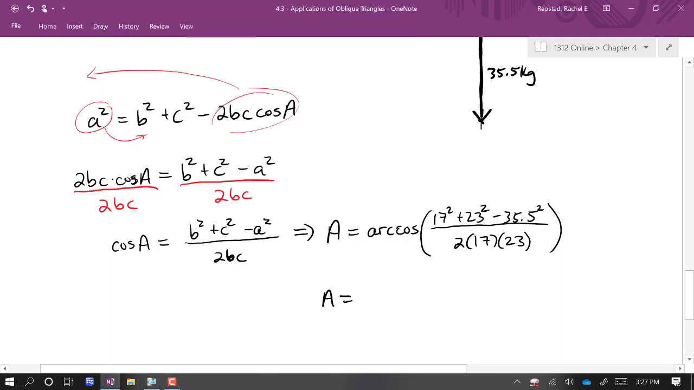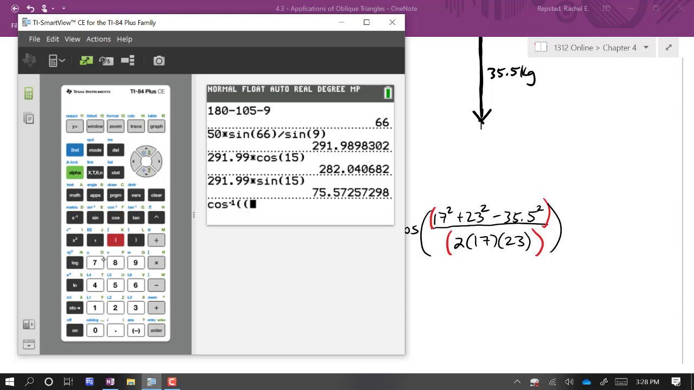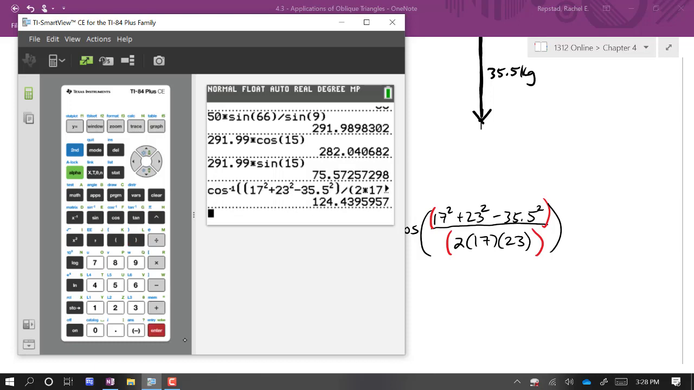Okay, remember, when we're using the arc cosine function with the law of cosines, we have to make sure that the top goes in its own set of parentheses, and that the bottom goes in its own set of parentheses. Open parentheses for the top, 17 squared plus 23 squared minus 35.5 squared. Close those parentheses, divide by parentheses for the bottom, 2 times 17 times 23. Close those parentheses for the bottom, close paren for the arc cosine function, and we get 124.4 degrees.